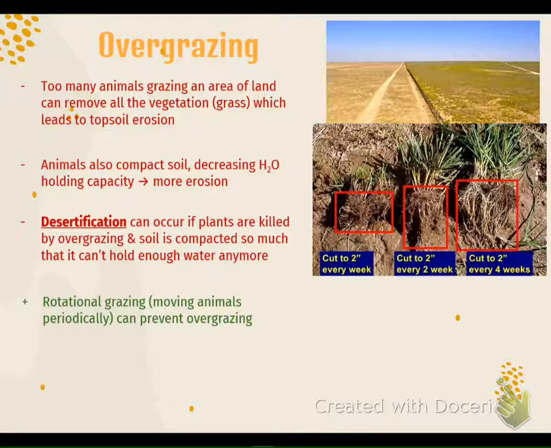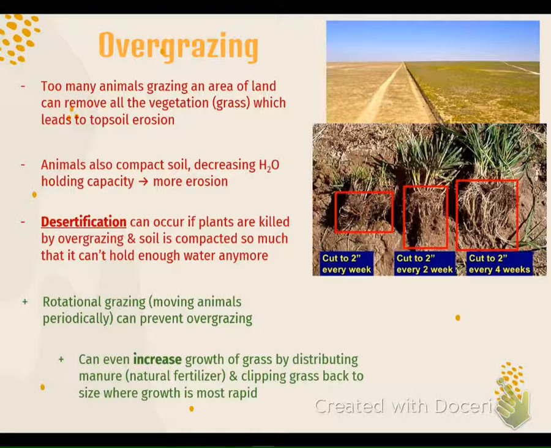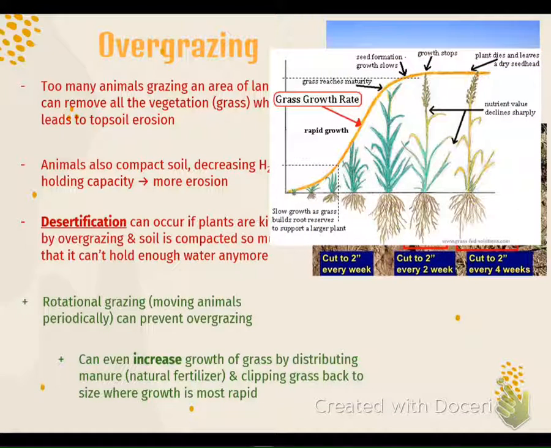So what needs to happen is rotational grazing, where you move cattle into one area, then move them to another area and put pigs and chickens into that first area so that they can remove some of the manure from the cattle. They also eat different things, so there won't be overgrazing. The rotation can also increase the growth of grass. You can also increase the growth of grass by distributing manure and cutting the grass back to the size where growth is more rapid, and then feeding that extra grass directly to the animals.